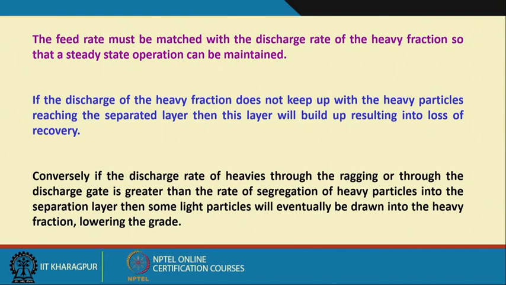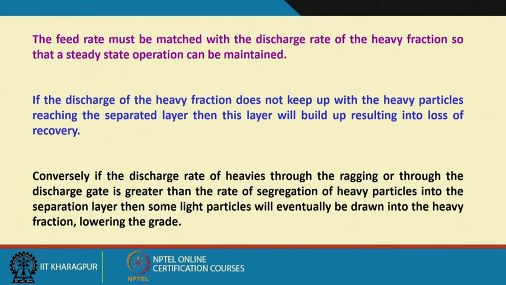That is, if you are removing it too fast, then even the lighter particles may come down because of the gravitational acceleration or the gravitational force field. So, your heavier fraction may be contaminated with the lighter fraction. So, there must be a synchronized collection rate of your heavies and lights with your feeding rate to enable the system to reach a steady state condition.